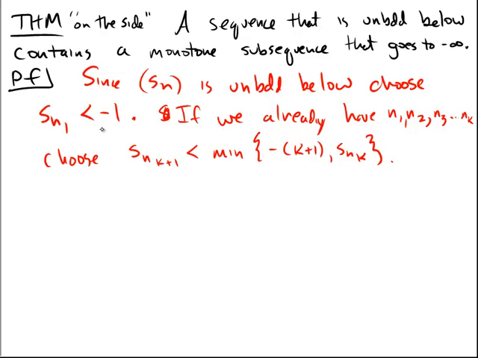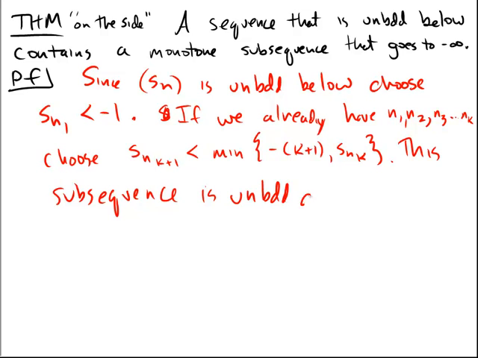Again, remember, it's unbounded below, so we just need to get as far as we need to down there. So s sub n sub 3 will be at least as low as negative 3, and s sub n sub 4 will be at least as low as negative 4. So in general, s sub n sub k plus 1 will be at least as low as the opposite of k plus 1. Okay, it should be pretty clear that this subsequence is always going to be less than negative k as k goes off to infinity. So this subsequence is unbounded and decreasing.